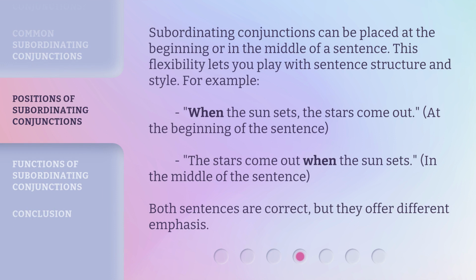Subordinating conjunctions can be placed at the beginning or in the middle of a sentence. This flexibility lets you play with sentence structure and style. For example, when the sun sets, the stars come out. At the beginning of the sentence, the stars come out when the sun sets. In the middle of the sentence, both sentences are correct, but they offer different emphasis.